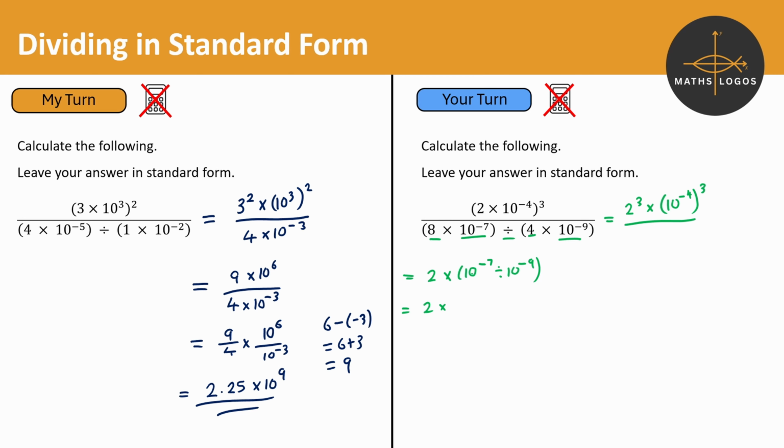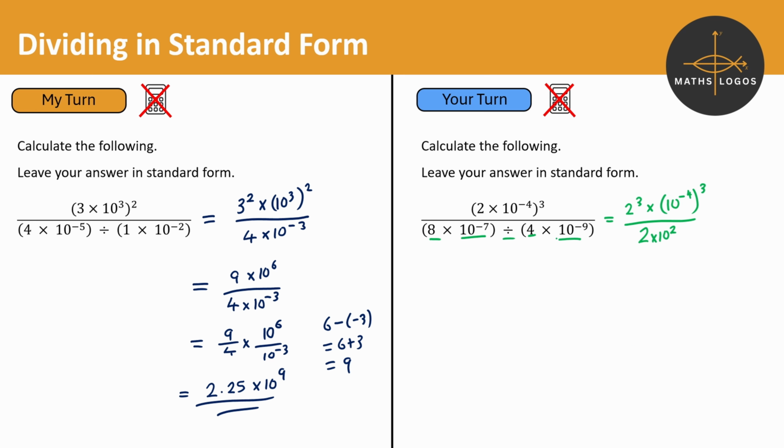When I'm dividing these powers of 10, I need to subtract my indices. I'm doing negative 7, subtract negative 9. Really important that I keep track of that. That's negative 7, add 9, which is equal to 2. So this bracket works out as 10 to the power of 2, which means this denominator is 2 times 10 to the power of 2. So I'll rewrite that like this. Then I'll get rid of this writing.